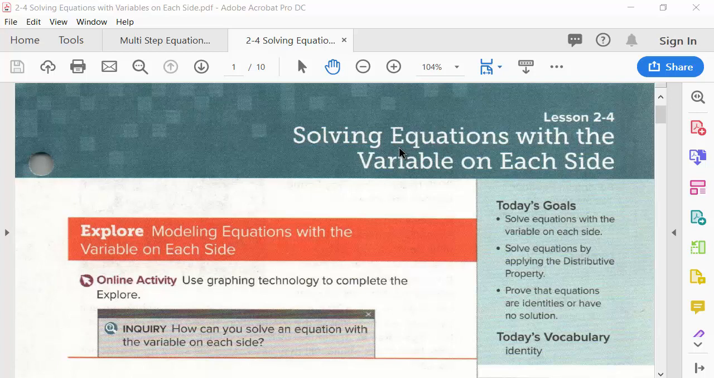Hello and welcome back. For this video, we're going to show how to solve equations with the variable on each side. Over here, you can see what our goals are.